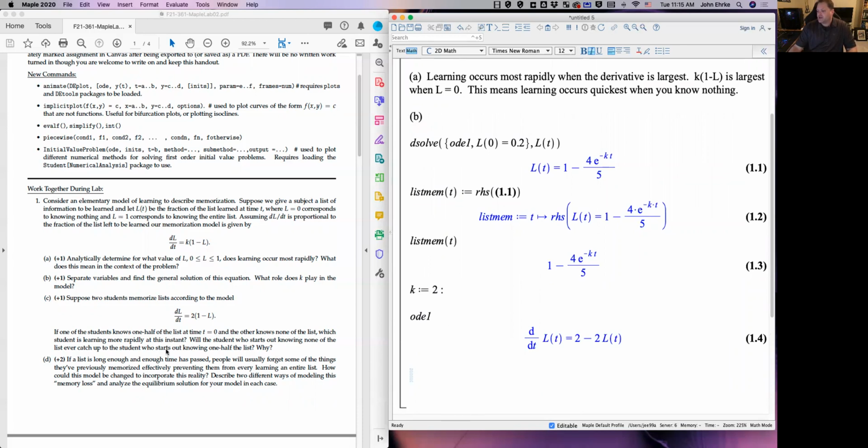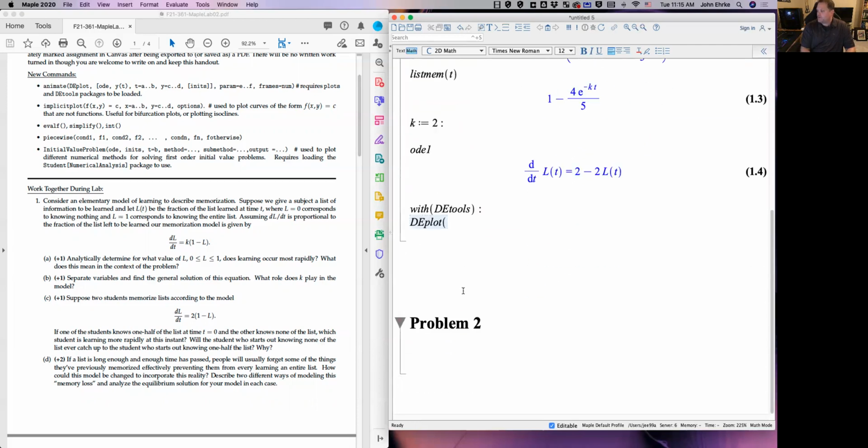So the question asks on C, if one of the students knows half the list at time 0 and the other knows none of the list, which student is learning more rapidly? So if the student knows none of the list, then the solution there would be, well, let's just plot the two against each other. That's probably the better way to do it. So if I use my DE tools package, and I'm going to do DE plot, then I'm going to do a DE plot of ODE1.